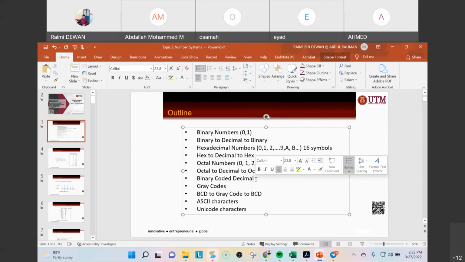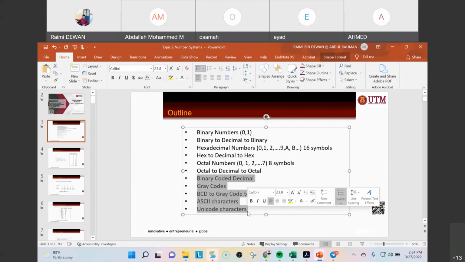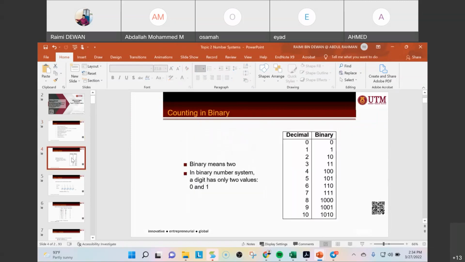And this one is binary coded decimal. What does it mean, binary coded decimal? The number is decimal, meaning 0 until 9, the possibility of 0 until 9, however, we represent it in binary coded decimal. We'll go after that later. This one will maybe be in week 3, so don't worry. Without further ado, we go to counting in binary.